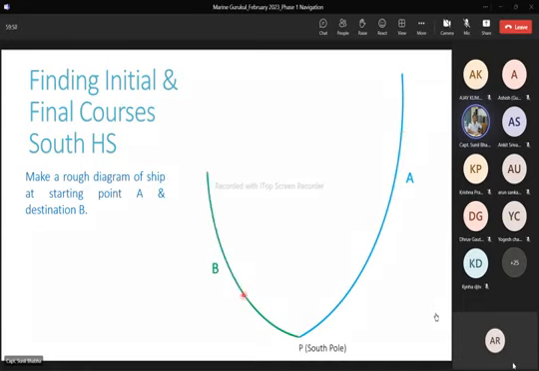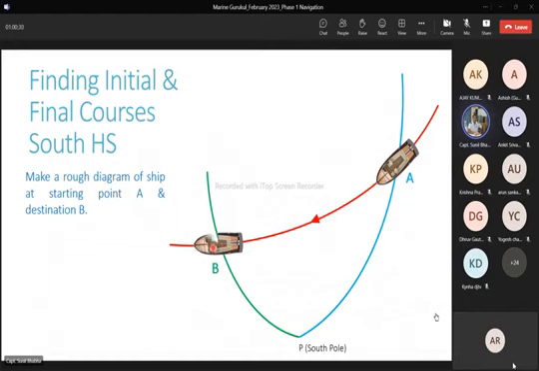The meridian of point B is also drawn, and let's now join points A and B with the great circle track. So in red color you see the great circle track from A to B. The direction of the arrow shows the direction in which the ship will be proceeding. We first have to make a rough diagram of the ship at our starting position A. We have it on the screen now, and we have to make the rough diagram at our destination position B. This is how the ship will be proceeding on the great circle track.